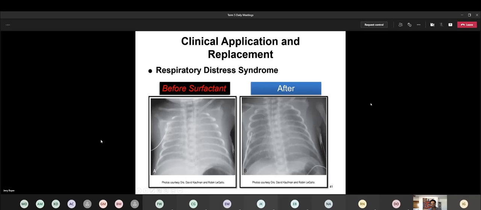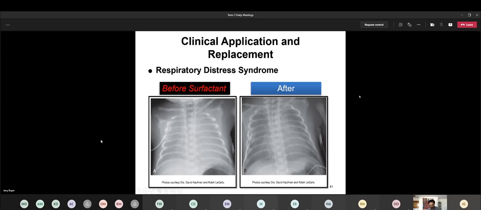ET tube. But again, you don't have to be intubated to receive your surfactant replacement therapy or your exogenous surfactant. This is probably just a baby on CPAP, and they've got the feeding tube in place to ensure that the belly doesn't get too full of air.